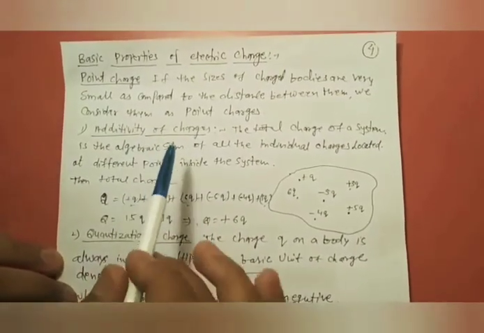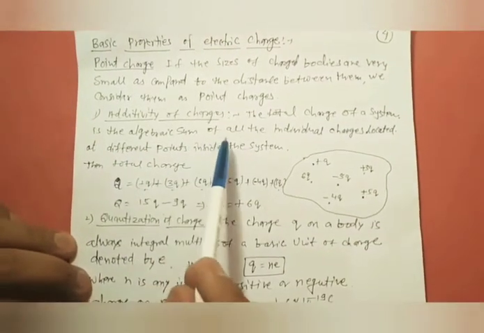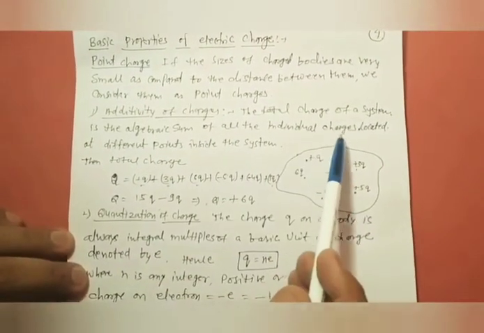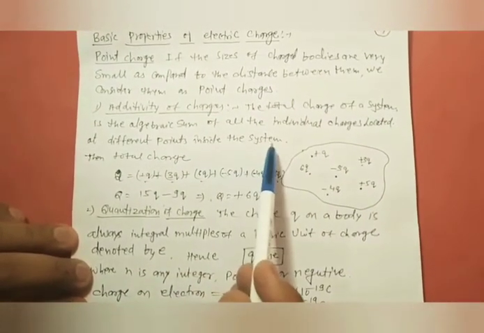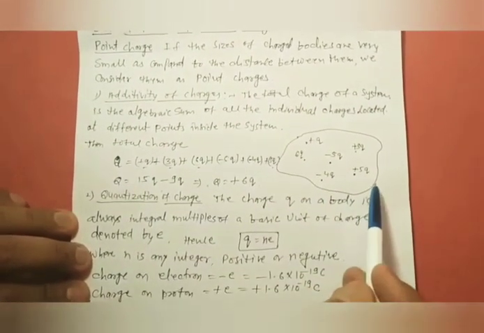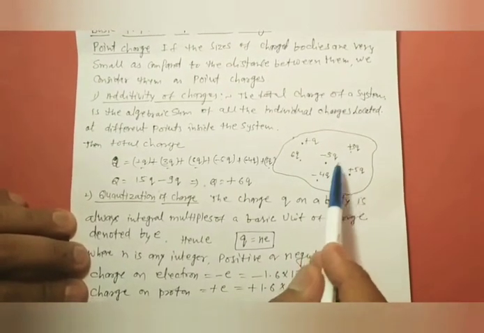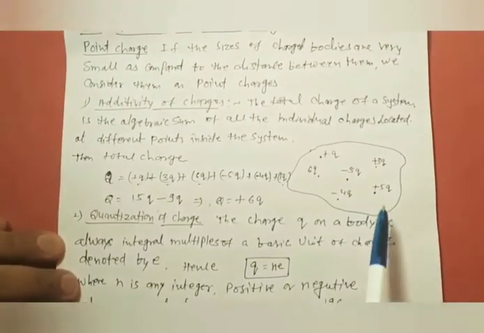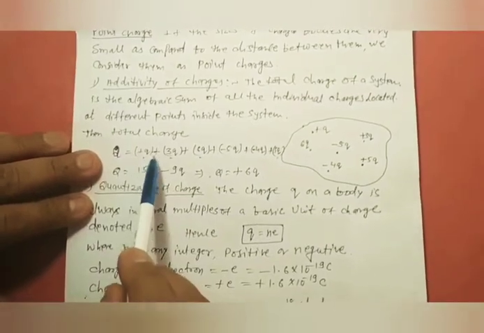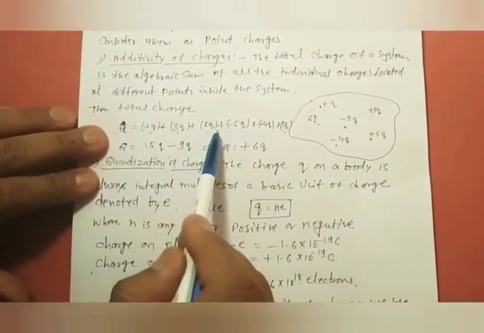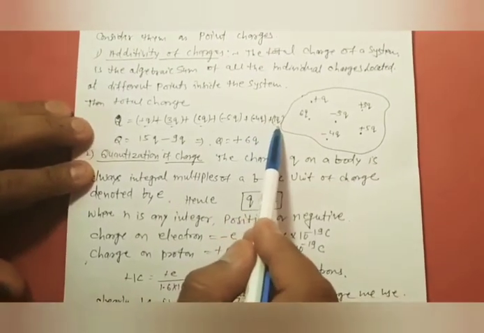How are charges added? The total charge of a system is the algebraic sum of all the individual charges located at different points inside the system. Here one system is given, at various locations different charges are located. The total charge Q equals +Q + 3Q + 6Q + (-5Q) + (-4Q) + 5Q.